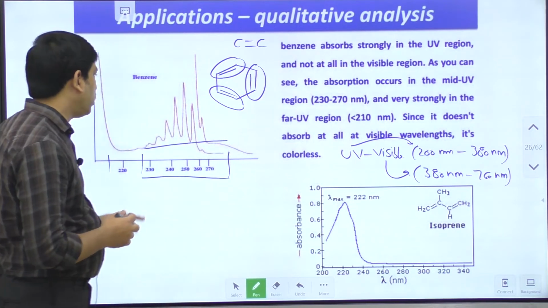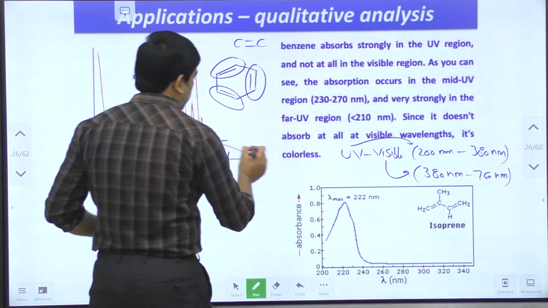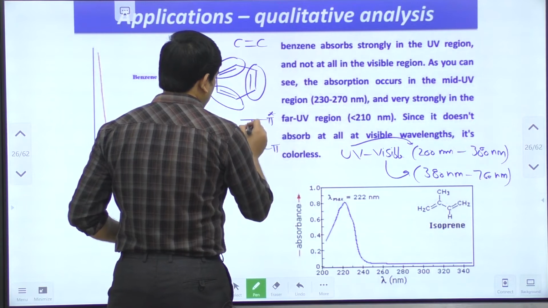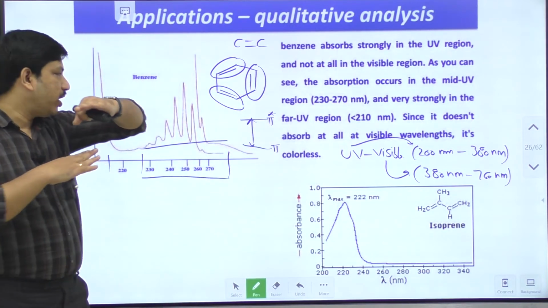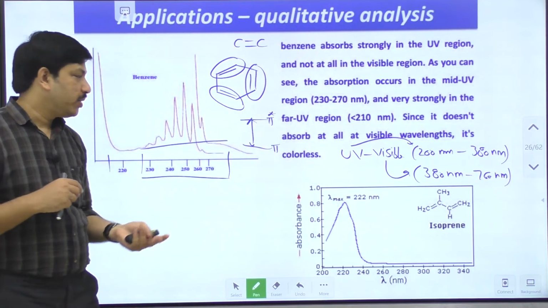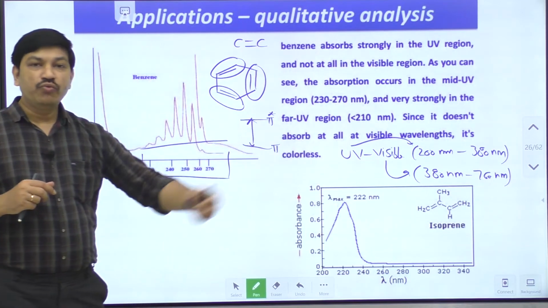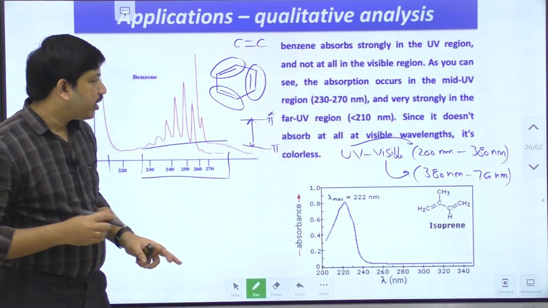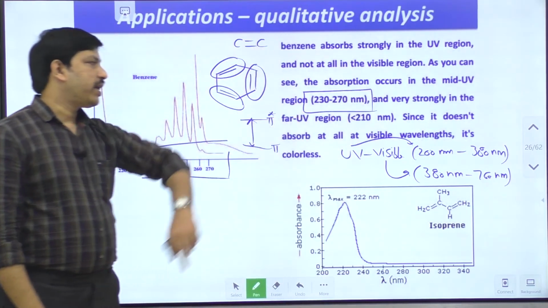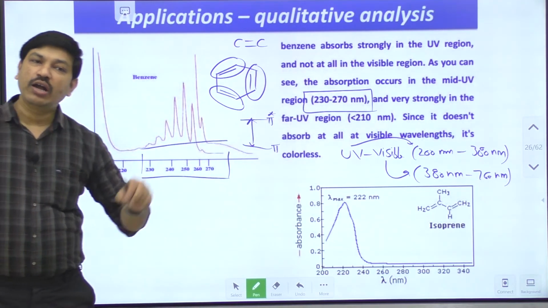The main reason, even for this aromatic system, is that the energy gap between the pi and pi star levels is a little bit larger. So we have to provide a little bit higher energy, and that higher energy is in the UV region. So it is absorbing around 230 to 270 nanometers. That is the reason why the benzene ring is colorless in nature.